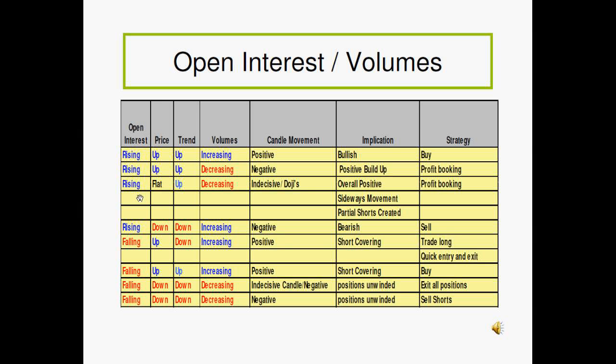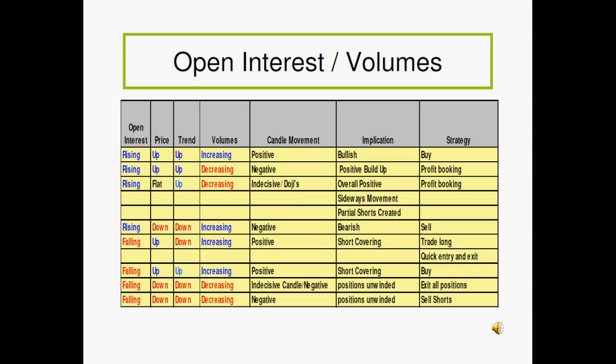Open interest is rising, price is flat, there is no movement, it's almost the same as yesterday's price. Then the uptrend is there, volumes are decreasing, then there are indecisive dojis. In the Excel sheet you will not come to me about dojis, because we are fixing it simply: price above the open is a positive candle, price below the open is a negative candle.